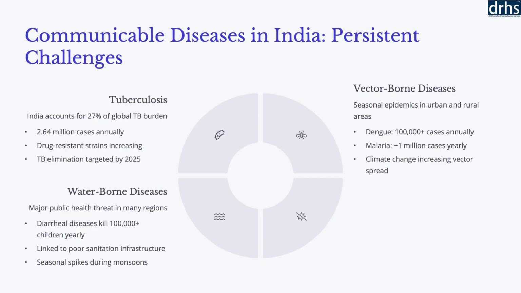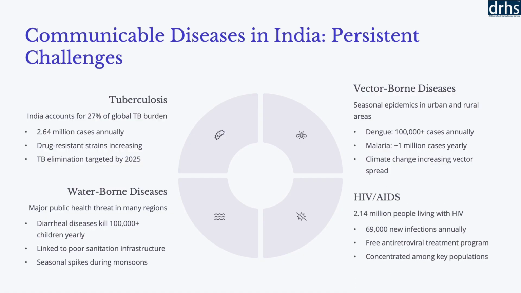While the National AIDS Control Program has made strides, HIV/AIDS persists as a concern with 2.14 million people living with HIV and approximately 69,000 new infections each year, particularly among key populations. These persistent challenges highlight the critical need for sustained investment in robust public health infrastructure, improved sanitation, enhanced disease surveillance, and targeted interventions to achieve India's health-related sustainable development goals. Slide 9.